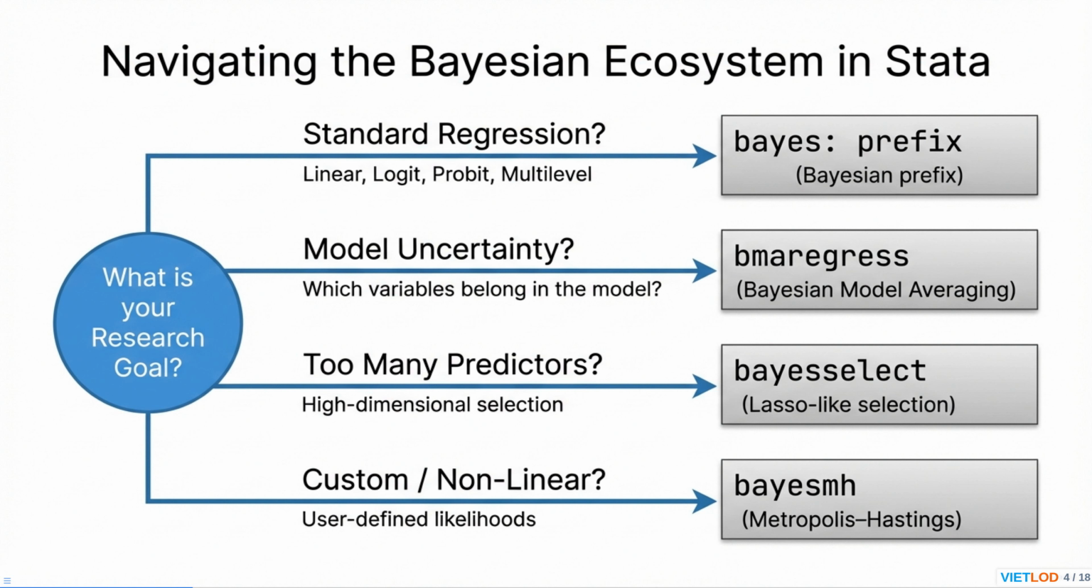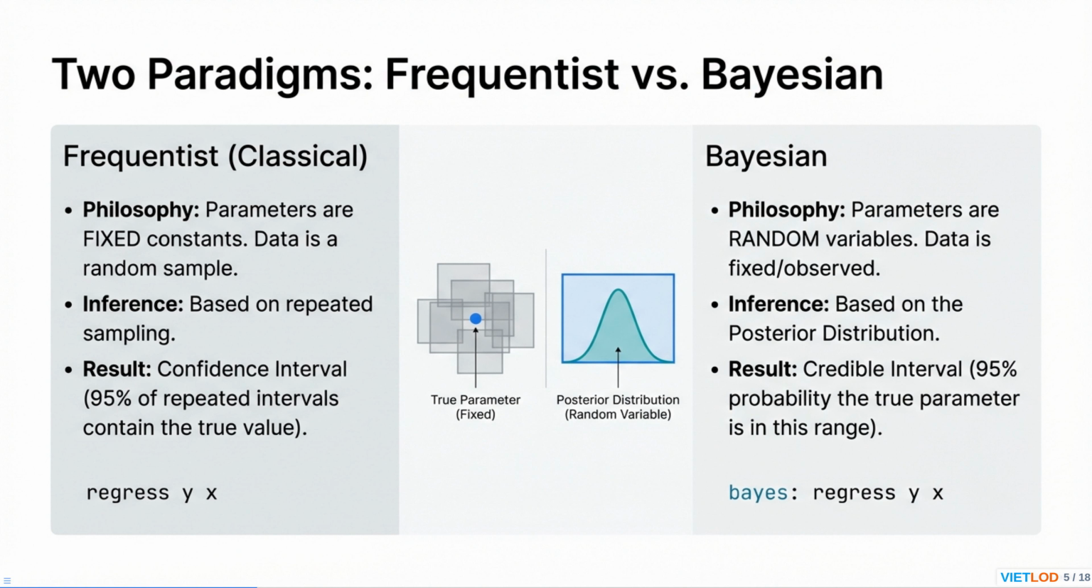If you're grappling with model uncertainty and need to determine which variables truly belong in your model, Stata 19's bmaregress command is ideal for Bayesian model averaging. When dealing with a large number of potential predictors and seeking high-dimensional selection, bayesselect offers a Bayesian approach similar to lasso. Finally, for custom or nonlinear models where you need to define the likelihood function yourself, the powerful bayesmh command, employing the Metropolis-Hastings algorithm, provides complete flexibility.